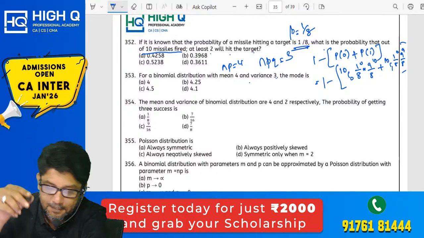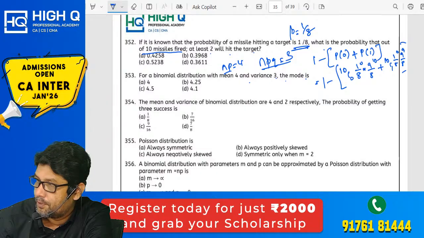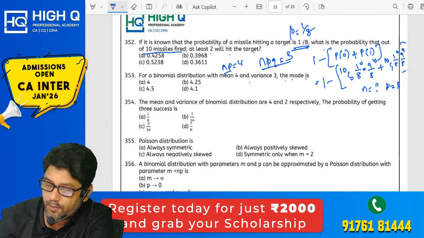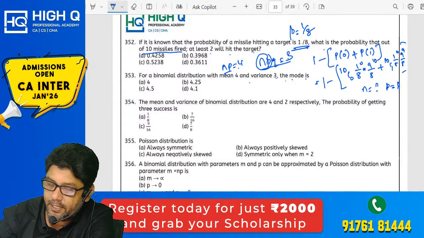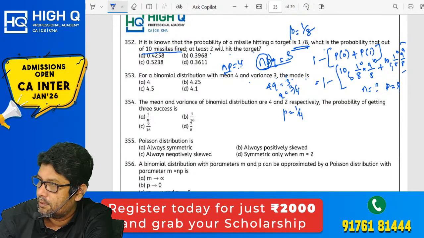Now NP is 4, NPQ is 3. The mode. So we need to find out what is N and what is P. NP equal to 4, NPQ equal to 3. Instead of NP, put 4. 4Q is equal to 3, Q is equal to 3 by 4. P is equal to 1 by 4. Am I right, my dear? P is equal to 1 by 4, Q is equal to 3 by 4.